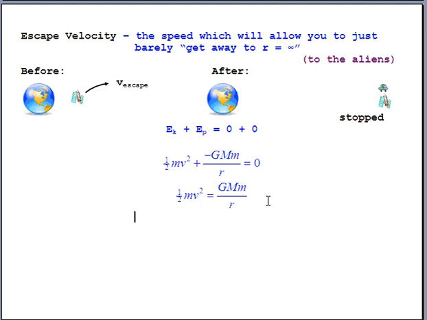We could cancel the little m's, maybe multiply by 2, and then take a square root. And so here's an equation, if you're interested, that will tell you what kind of speed you would need in order to make your way all the way out to infinity just by coasting. It's actually remarkably similar to the one we saw for orbits. That one was the square root of GM over r. This one has an extra 2 underneath the root sign, making the final answer root 2 times as big.